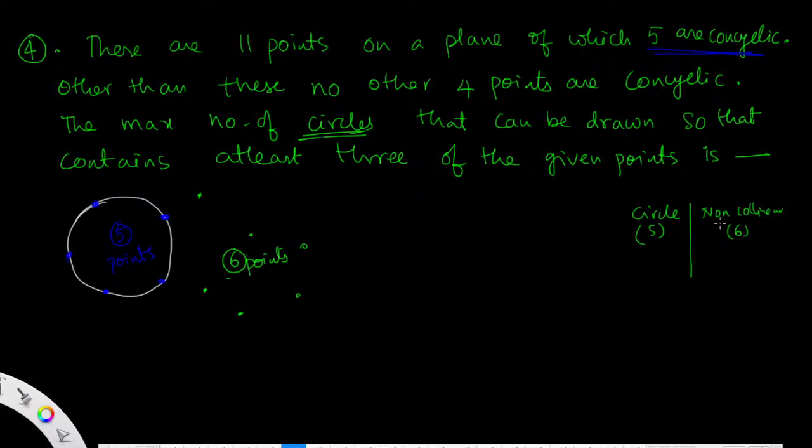To form circles, it can be triangles or concyclic points. That is why we have to select different cases. This can be done like this: out of these circle points, we can take any 2 points and 1 point of the other group, and then we can construct a circle. From this we can draw a circle through these points. This type of question. Okay.